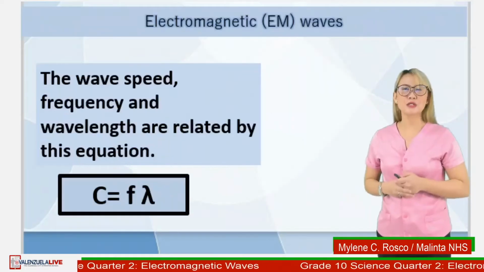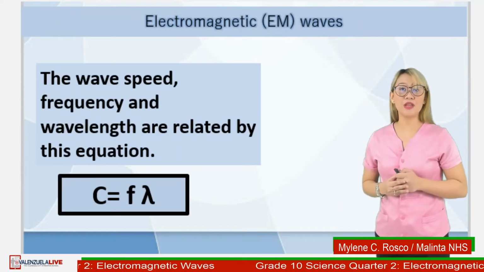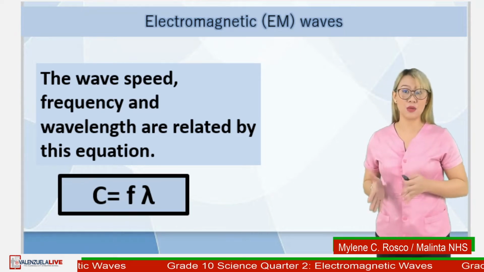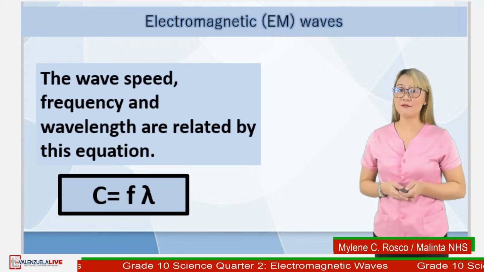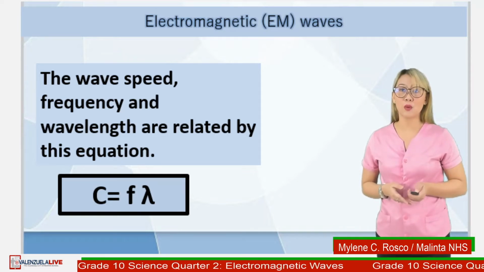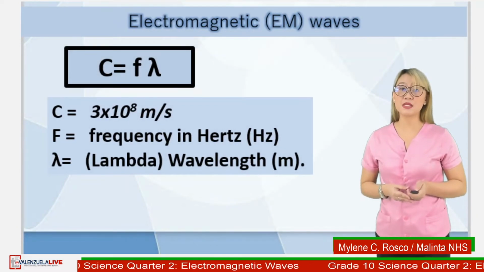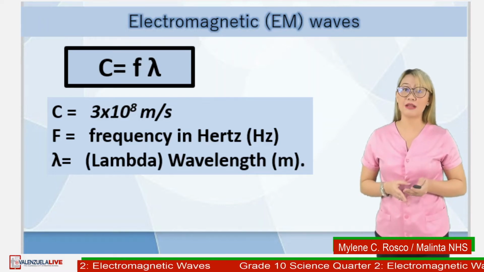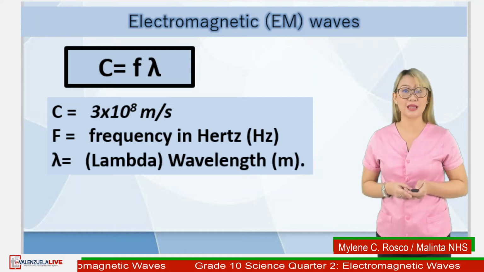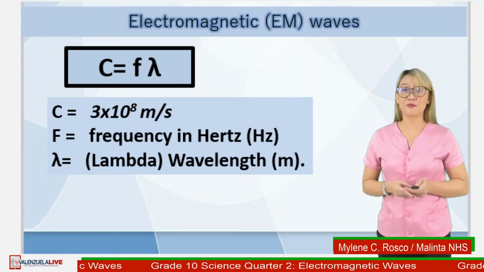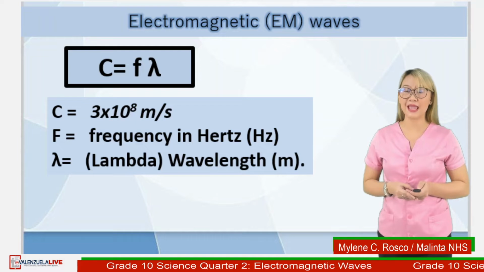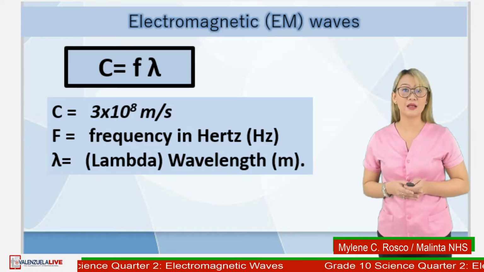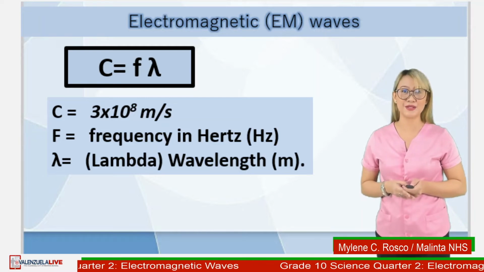All right. So, remember that wave speed, frequency, and wavelength are related by this equation. C is equal to F multiplied by lambda, where C is the wave speed or speed of light with a value of 3 times 10 raised to the power of 8 meters per second. F is the frequency of the wave in hertz, and lambda is a Greek letter that represents the wavelength of a wave, and it is expressed in meters.